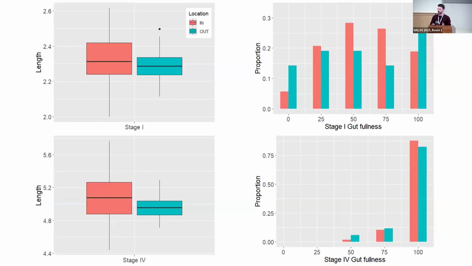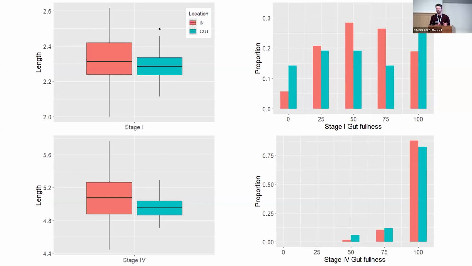Inside convergence zones, so I rank gut fullness as 0, 25, 50, 75, 100% full. Inside convergence zones, stage 1s have a really normal distribution to their pattern of gut fullness. Outside convergence zones, it appears it begins normal, and then you actually see a peak at 100% gut fullness. So maybe opposite what you would expect based on what we just talked about with the abundance of prey difference.